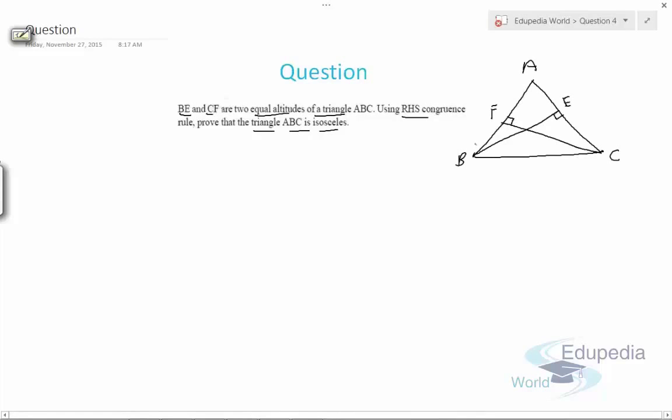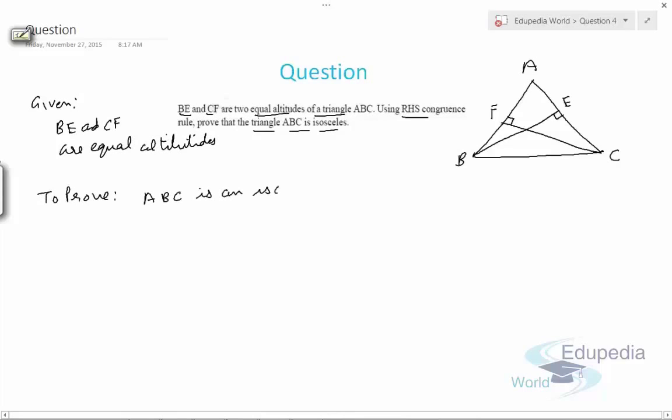So using congruency we need to prove that this is an isosceles triangle. First of all, let's write what is given. It's given that BE and CF are equal altitudes. We need to prove ABC is an isosceles triangle. Now let's consider two triangles.